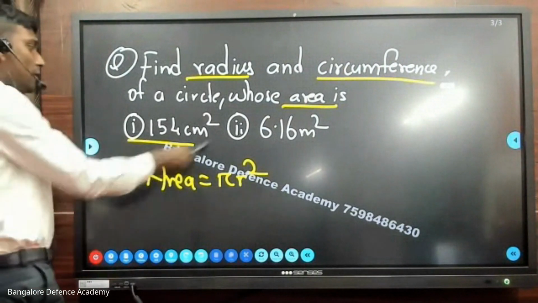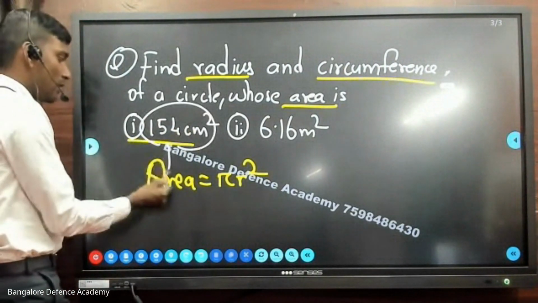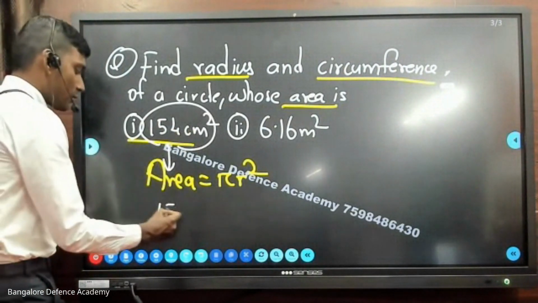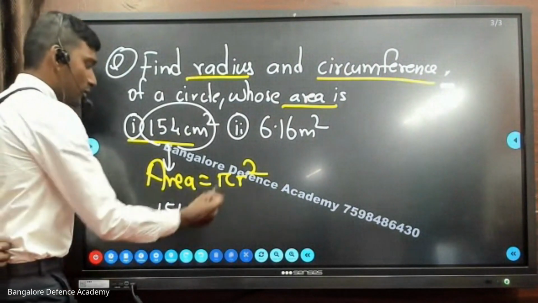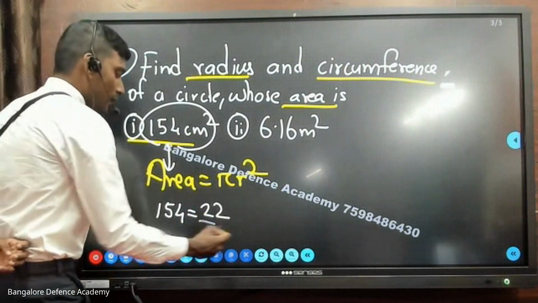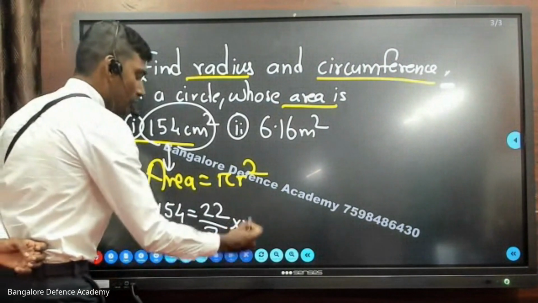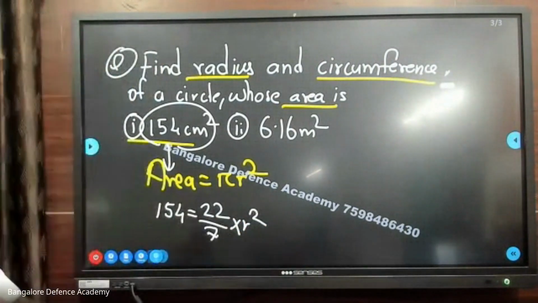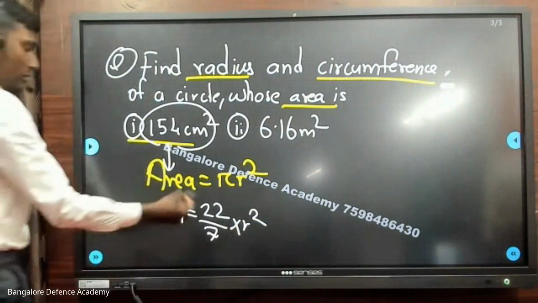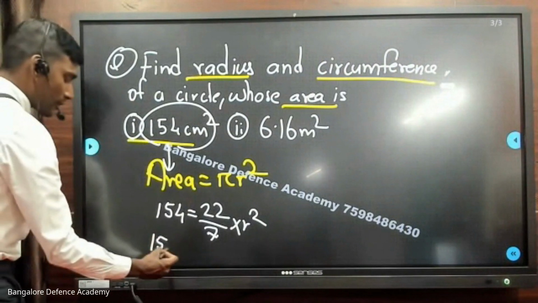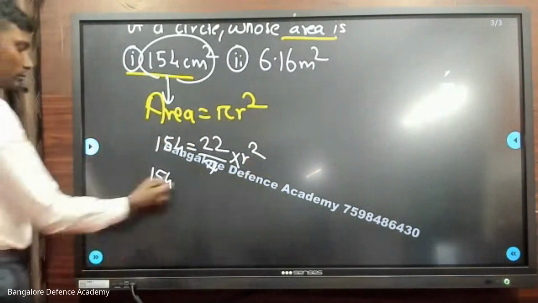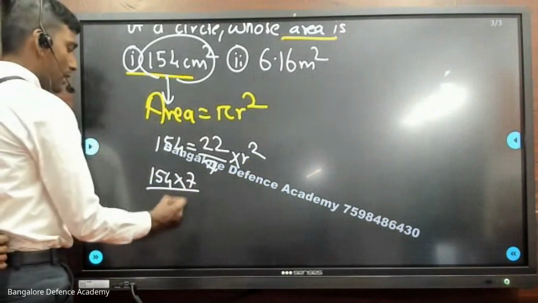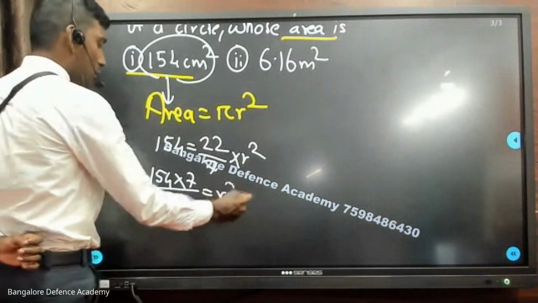ये कितना दिया है? 154. मतलब ये area कितना है? So I will write 154 is equal to pi value कितना है? 22 by 7 into r square. Is it right? Okay. Now 7 goes in, 22 comes down. That means 154 into 7 divided by 22 is equal to r square.